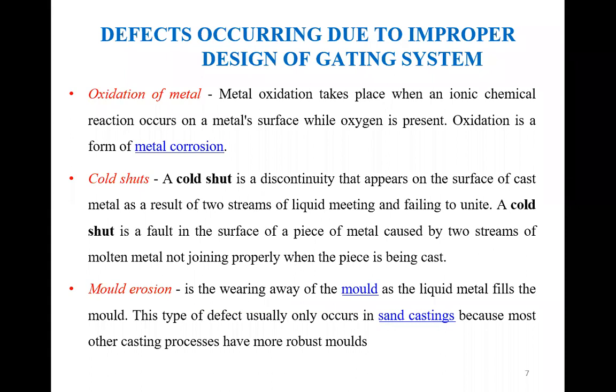Clear, because it is done totally with green sand and such. So this type of defect occurs in the mold part: the wearing away of the mold as the liquid metal fills the mold. This type of defect usually occurs in sand castings only, right?